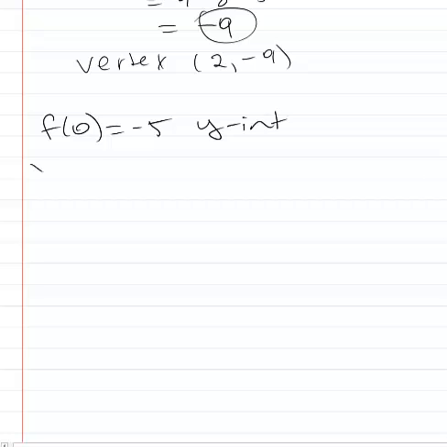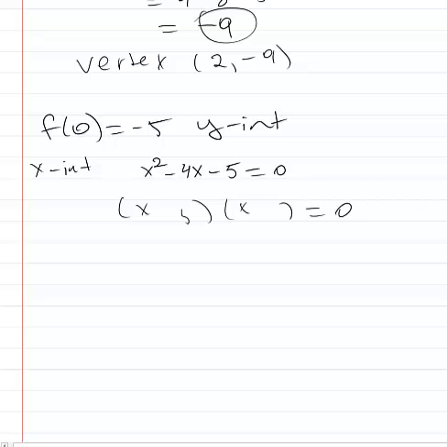Your x-intercept, you set it equal to 0. So x squared minus 4x minus 5 equals 0. Is that factorable? So x minus 5, x plus 1, right? Okay, so x equals 5 and x equals -1, the roots.